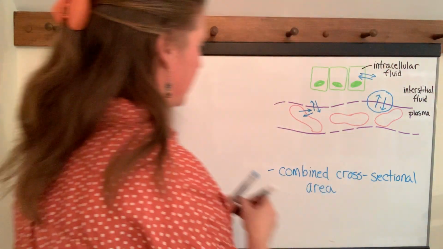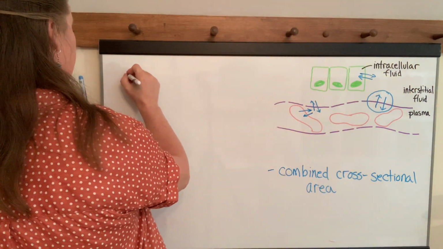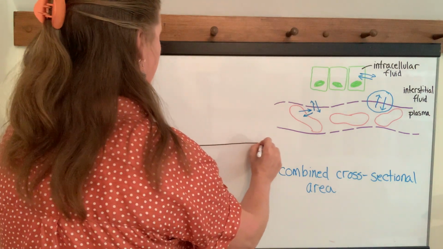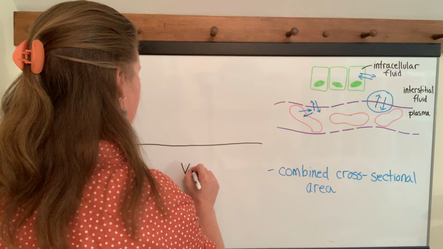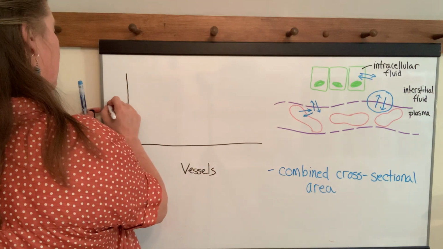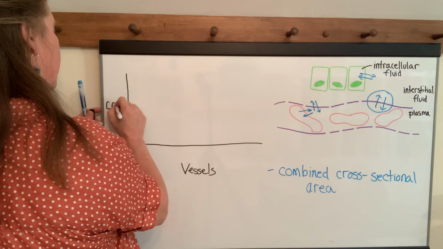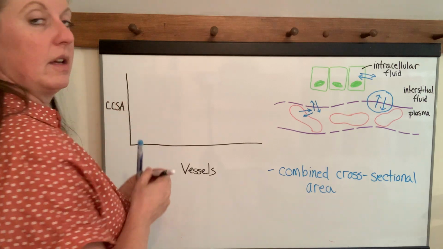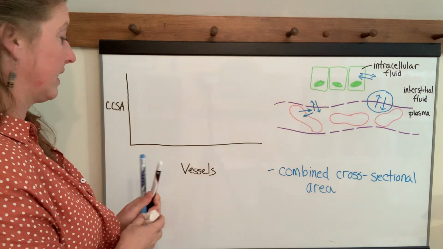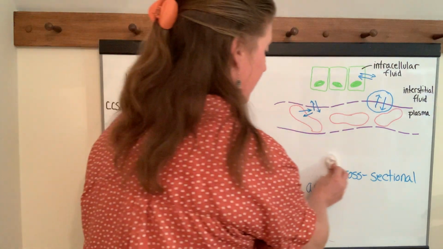Now let's make a quick graph here. And then down here are going to be the vessels, and over here will be the combined cross-sectional area, which I didn't leave myself enough room to write all the way out, so we're just abbreviating it CCSA.